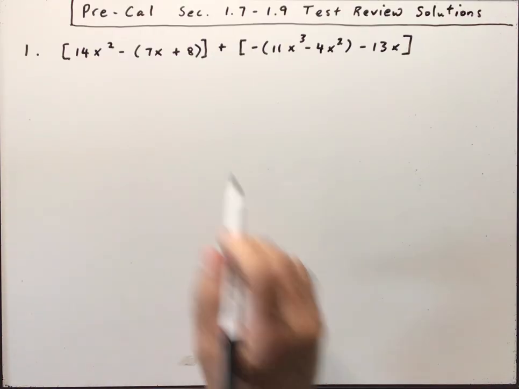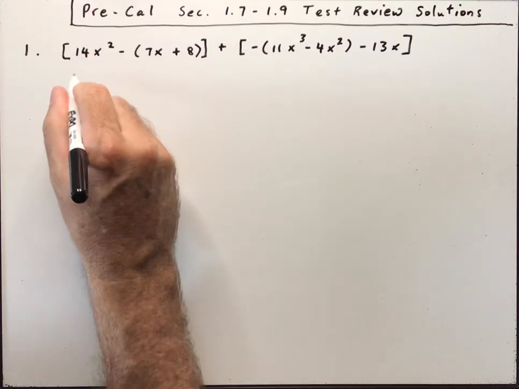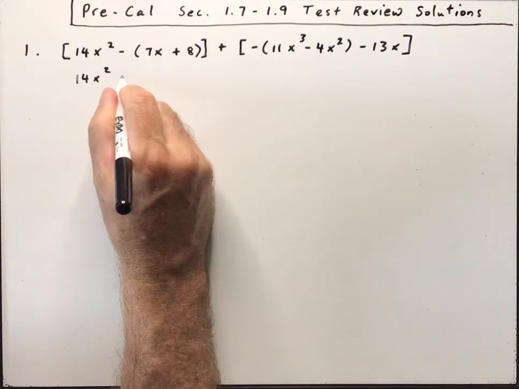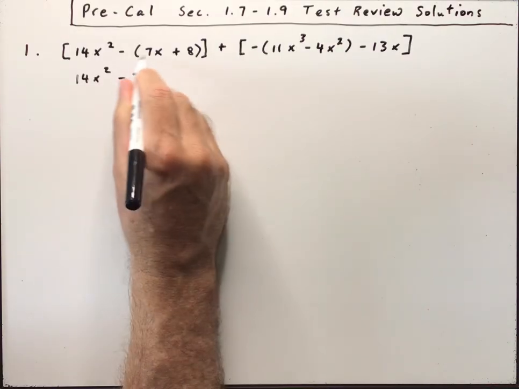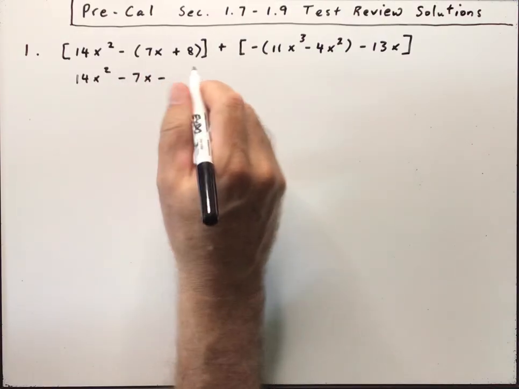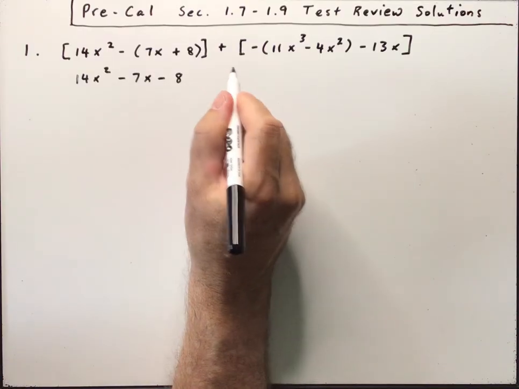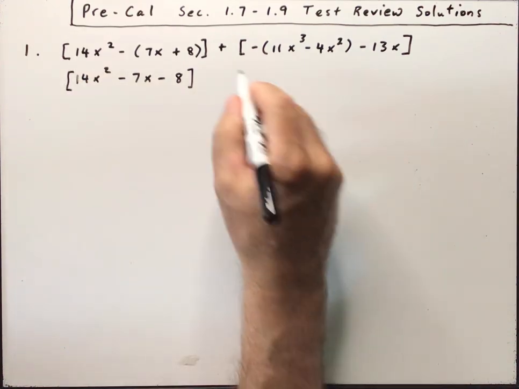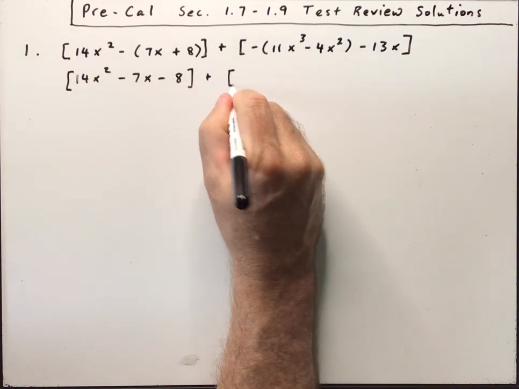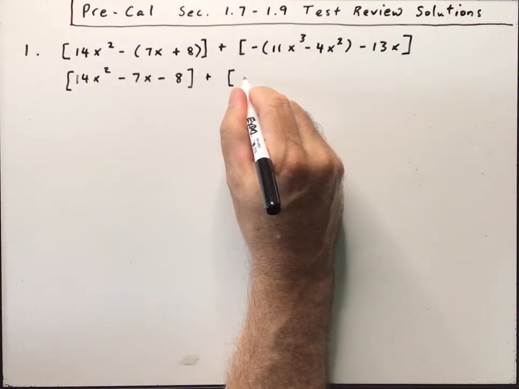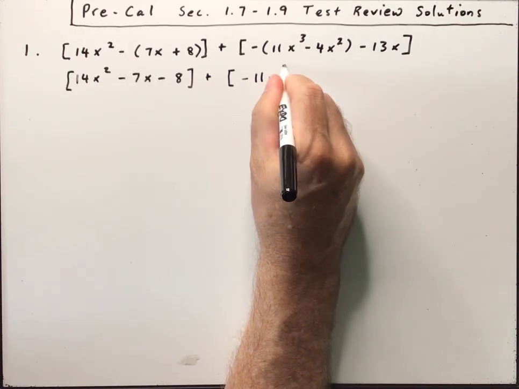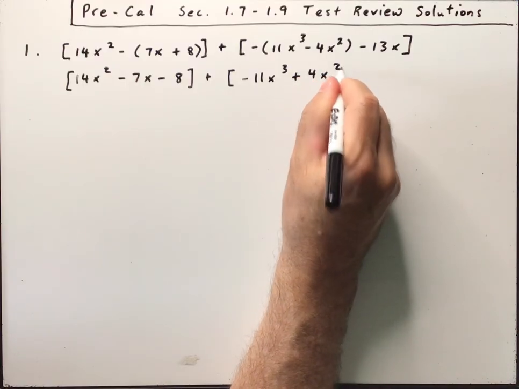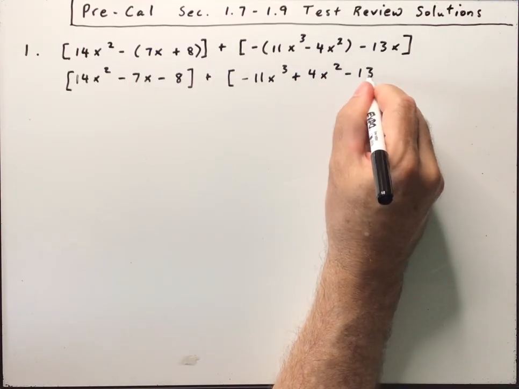All right, number one, we want to add these two quantities. So first, what I'll do is distribute that negative sign across these two terms. So minus 7x and then minus 8. I'm going to leave them in brackets for now. Probably don't really have to since it's plus. And then distribute this negative sign, so that's negative 11x cubed. Negative negative would be plus 4x squared, and then minus 13x.